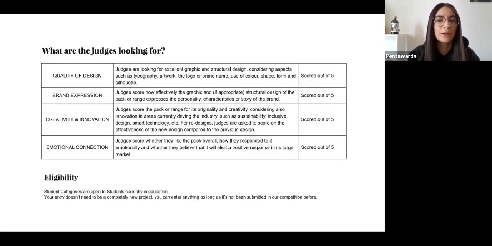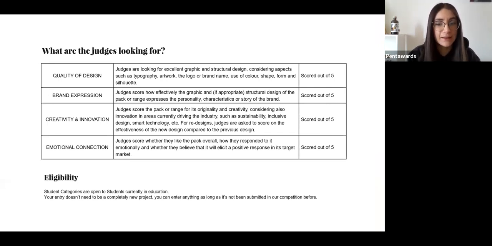So the judges will look at 4 main areas, which are quality of design, brand expression, creativity and innovation, and emotional connection. So if you enter the sustainable design subcategory, there will be slightly different criteria. And instead of quality of design, which of course will also be considered somehow, the judges will also look at the sustainability of the concept itself.